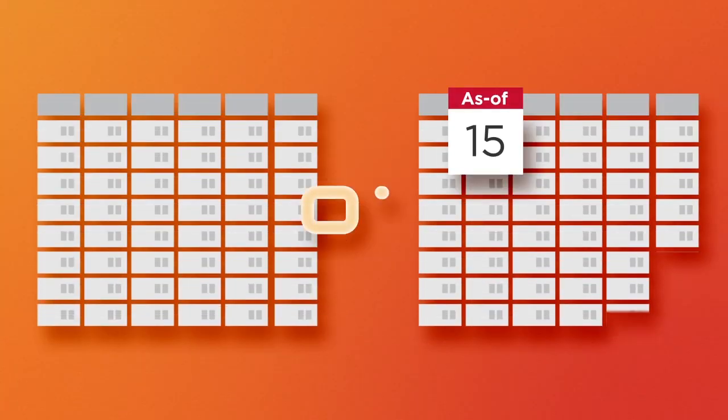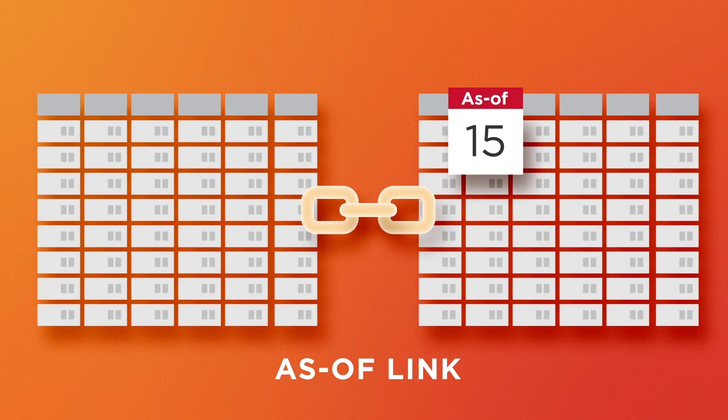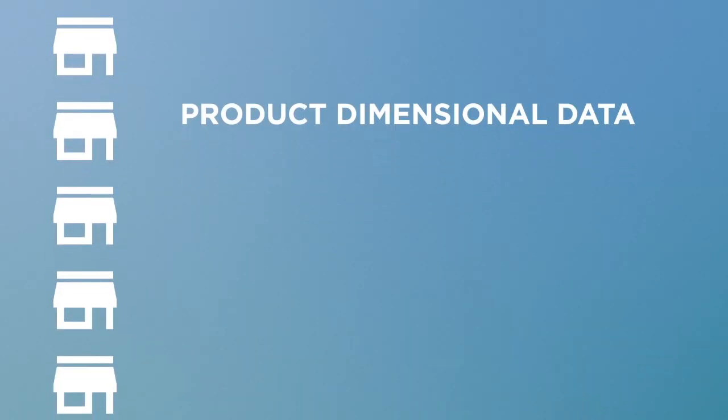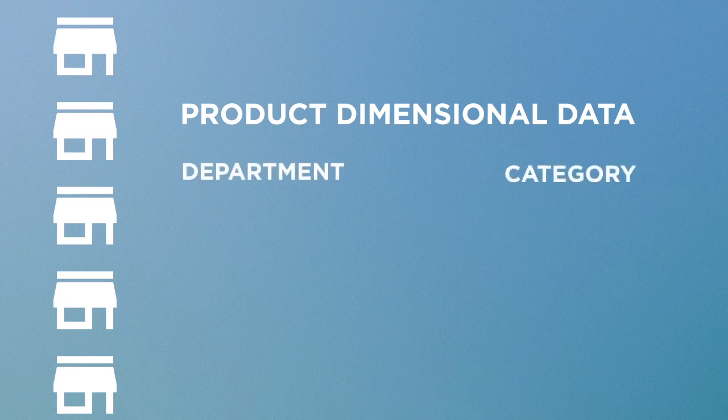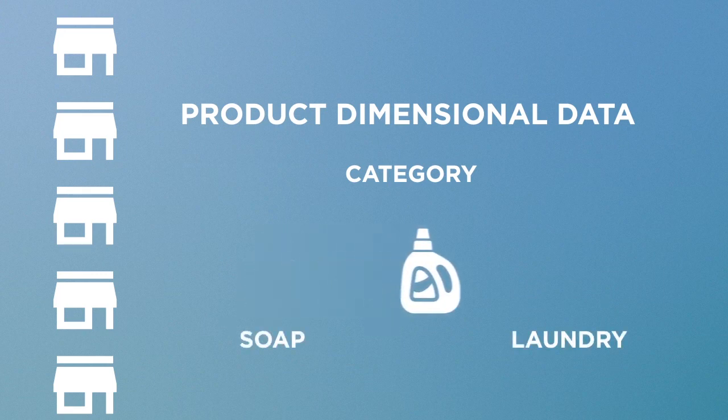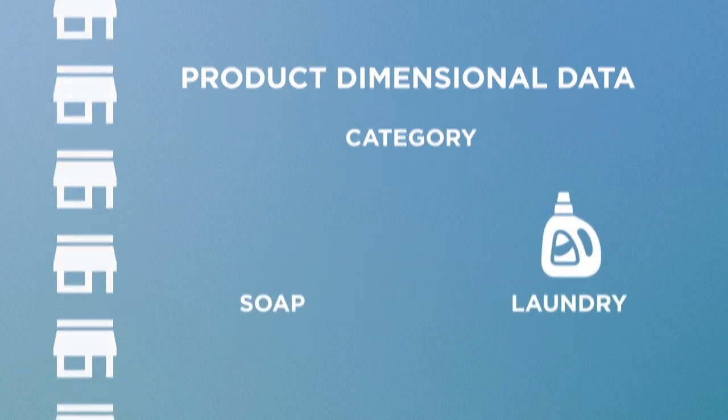Our next type of link is as of. When working with fact and dimension data, we may need to handle slowly changing dimensions. For example, a chain of retail stores will have product dimensional data, which defines attributes like department and category. Suppose a product can change categories. Laundry detergent might move from the soap category to the laundry category.